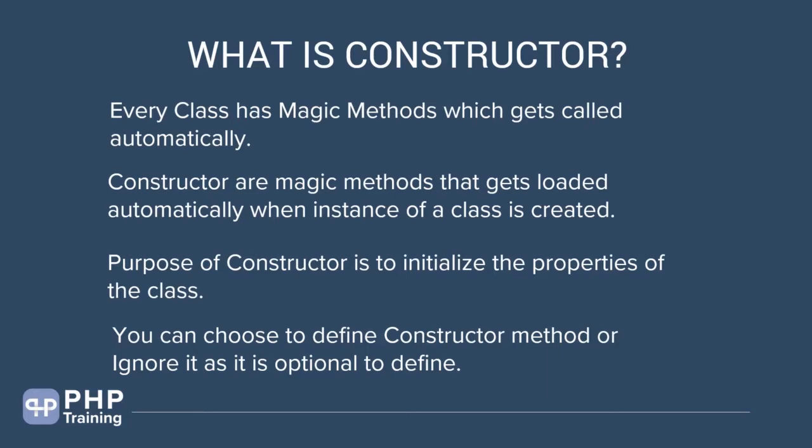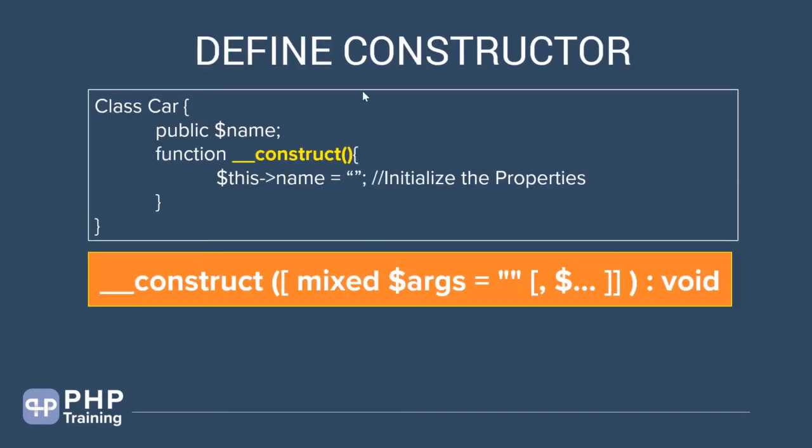Okay, so let's look at an example of how the constructor can be defined. So how to define a constructor? You have a Car class and you have a property name. The way you define a constructor is like this: __construct is the keyword, and then you define that function. You have to use the same name and same notation. You cannot write something else and call it a constructor.